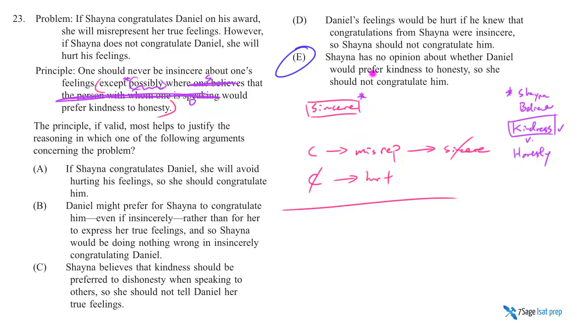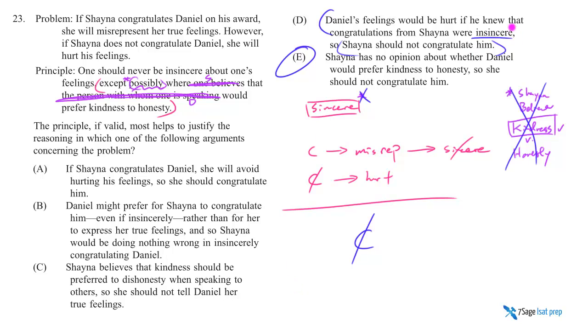Now the others, let's just work backwards. Daniel's feelings would be hurt if he knew that congratulations were insincere, so you should not congratulate, right? This also has the same conclusion. You shouldn't congratulate. Well, under what conditions, according to our principle and our problem, are we allowed to trigger that? Just under the conditions that E just triggered, right? You need to make this carve-out go away, because if you make it go away, then our principle of sincerity demands that you contrapose back, don't congratulate.